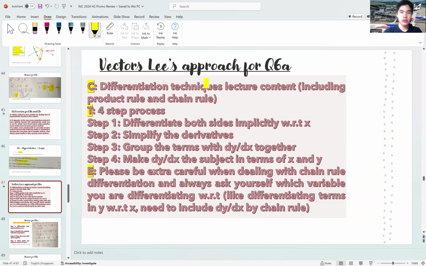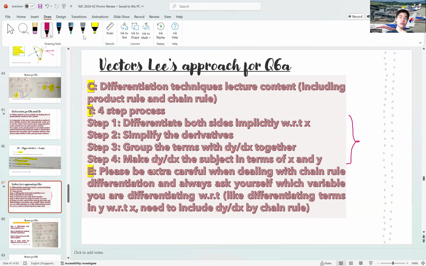Once I'm done with that, I need to find dy/dx, right? Make dy/dx the subject. So I group the terms together, factorize out dy/dx, and then make dy/dx the subject. And if you have done it correctly, it should be in terms of x and y. So this is the 4-step, a very standard procedure. You should be exercising it when you are doing all such kinds of questions in order to avoid unnecessary careless mistakes, okay?